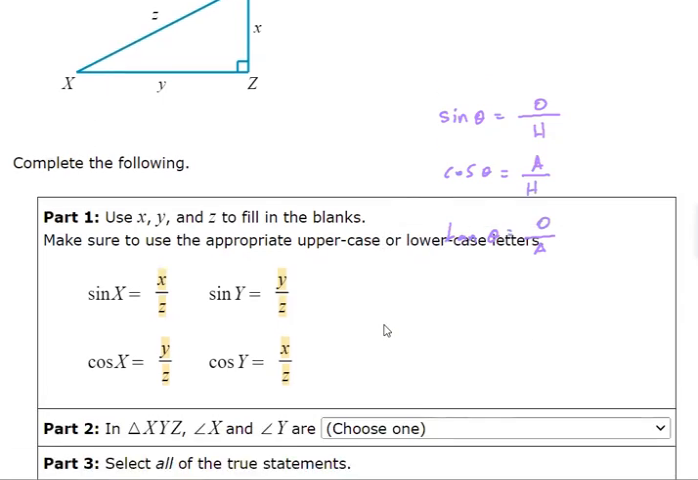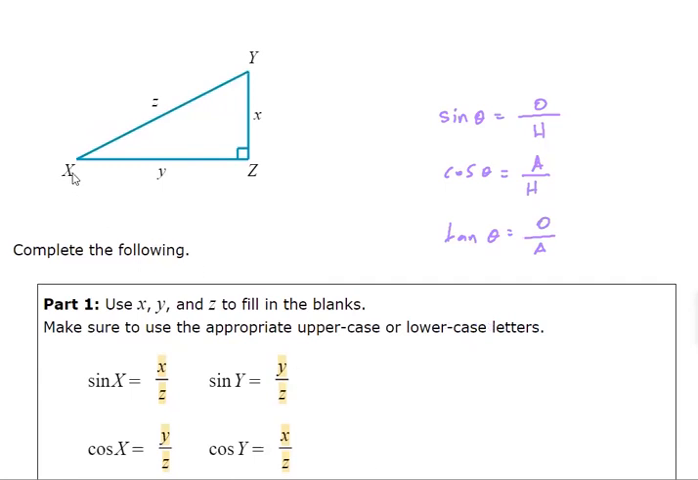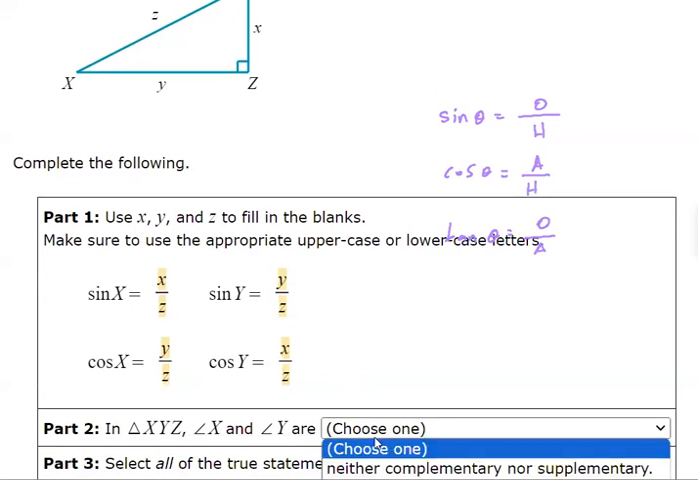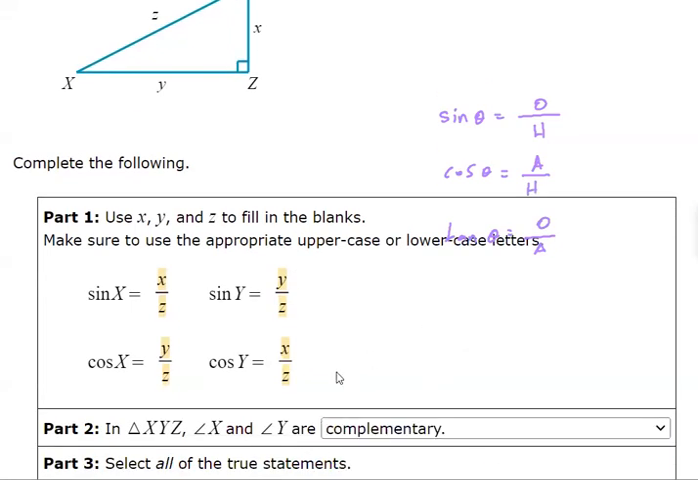Let's see what we have next. In triangle XYZ, the angles X and Y are something. Before I look at the choices, remember that the angle sum in a triangle is always 180. This angle is 90, so angle Y plus angle X should be 90 as well. When two angles add up to 90, we call them complementary angles. So angle X and angle Y are complementary.